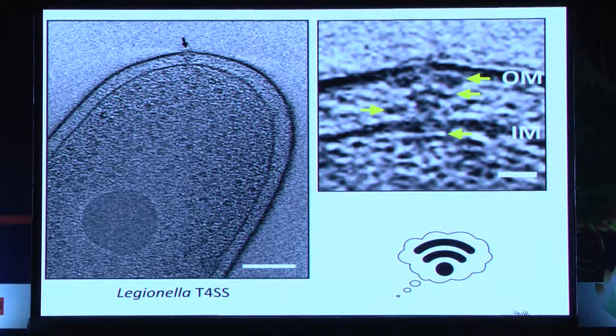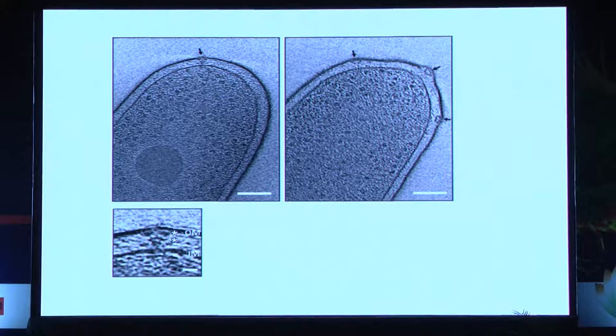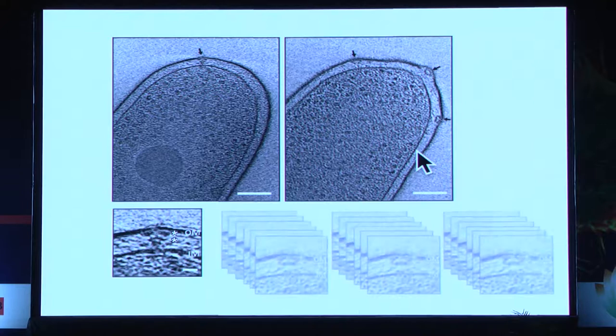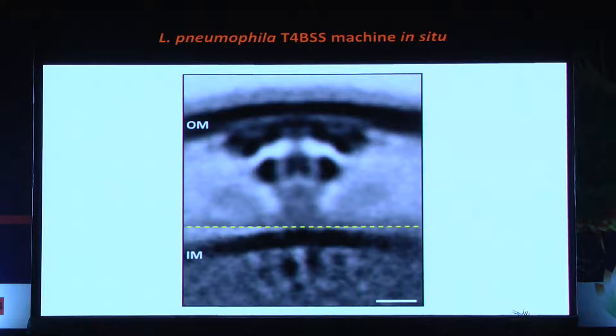So these are different particles. These are different sections and different slices of the tomogram, and then you can see these particles. So what we did is we collected many such tomograms, extracted many such particles and averaged them to generate something called a subtomogram average. In the subtomogram average, when we aligned the particles, we saw clearly that the outer membrane complex aligned very well, but we didn't see anything in the inner membrane part. So we had to do focused alignment on the outer membrane and on the inner membrane separately, and then put them back together to make a composite model of the type 4B secretion system.